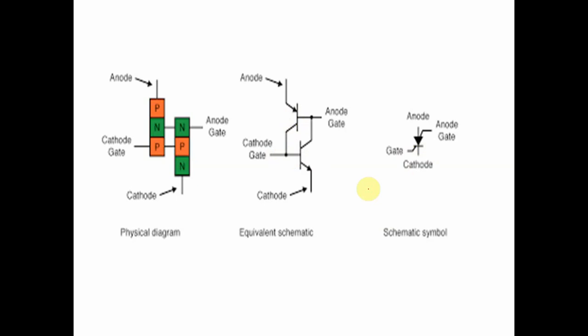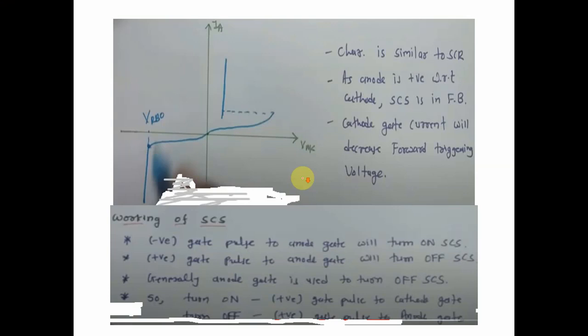This one is the symbol of SCS. SCS has four terminals: anode, cathode, this one is the anode gate and this one is the cathode gate. This one is the symbol of SCS. Now we will study the V-I characteristics of SCS, or working of SCS.